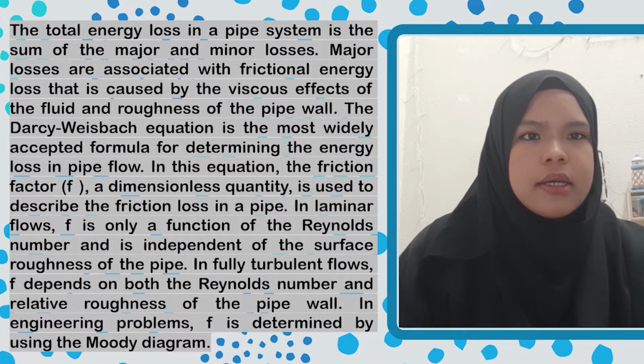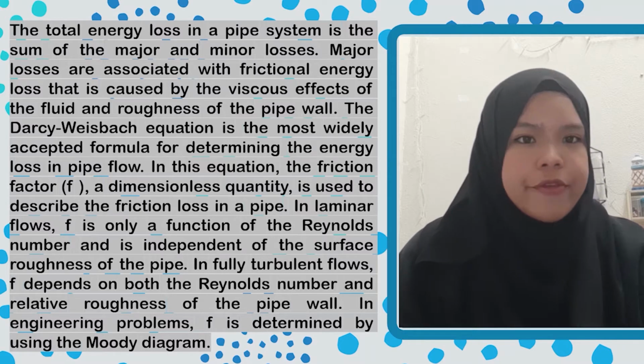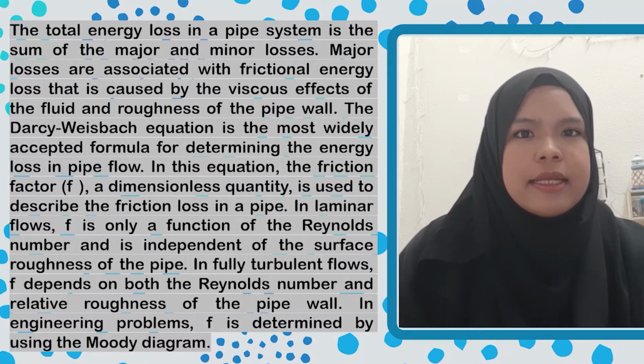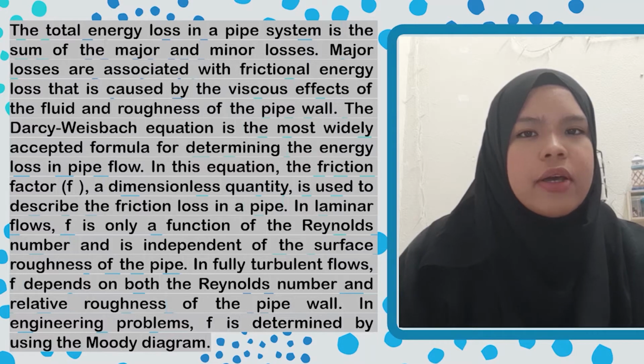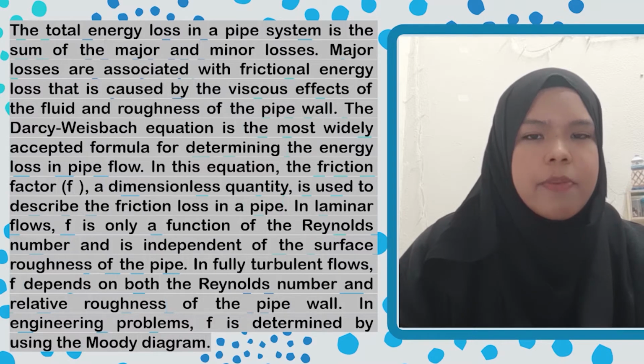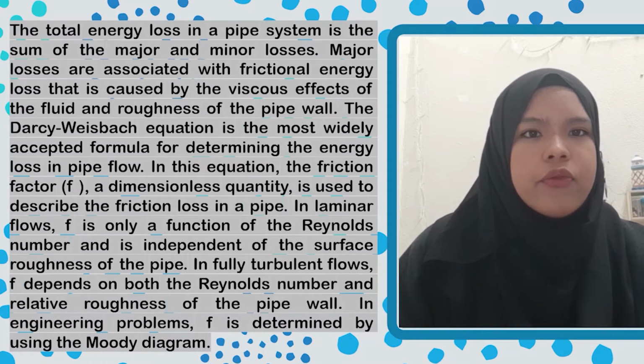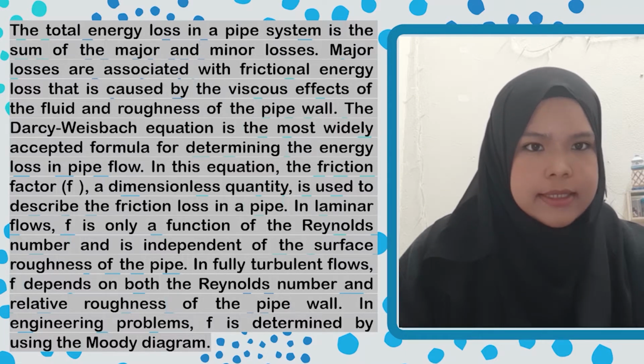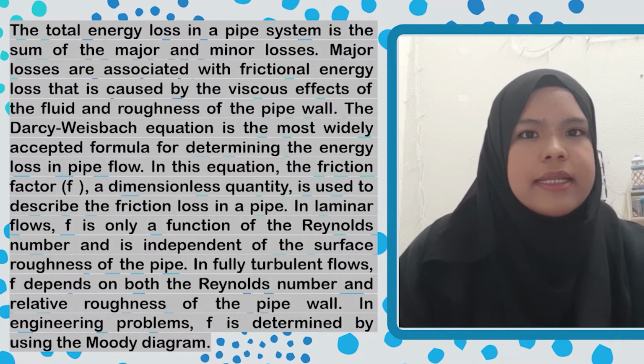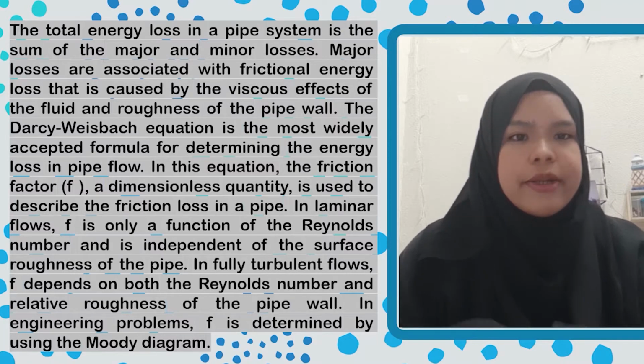In this equation, the friction factor, or F, a dimensionless quantity, is used to describe the friction loss in the pipe. In laminar flow, F is only a function of the Reynolds number, and it is independent of the surface roughness of the pipe. In fully turbulent flow, F depends on both the Reynolds number and relative roughness of the pipe wall. In engineering problems, F is determined by using a Moody diagram.